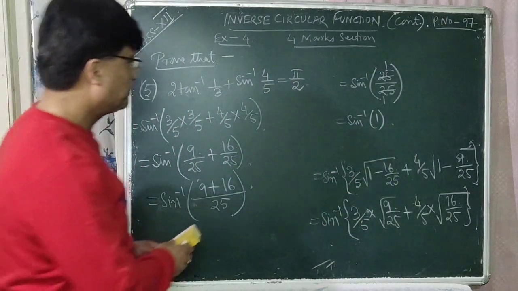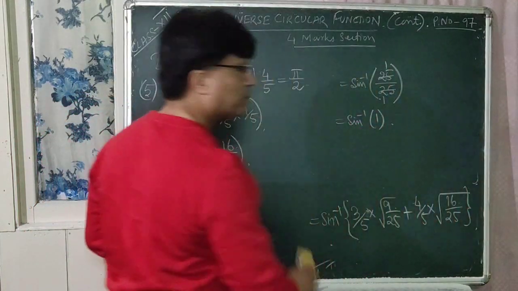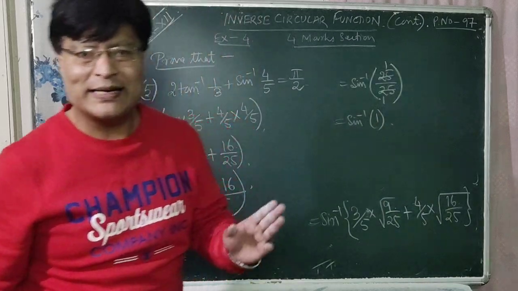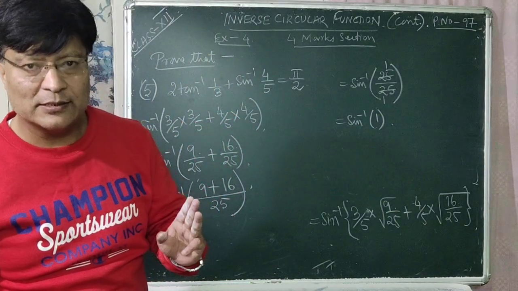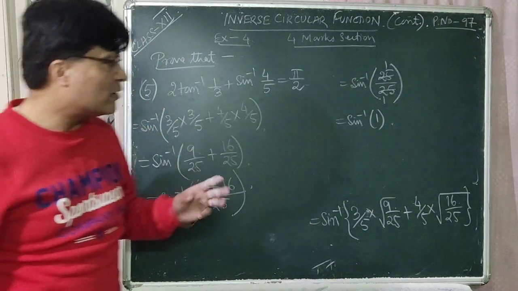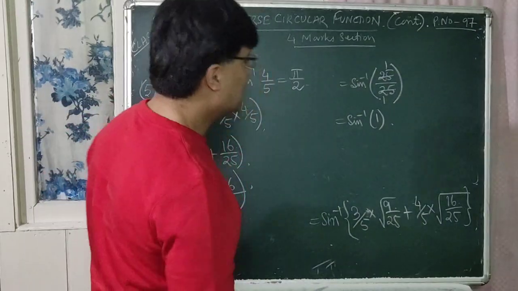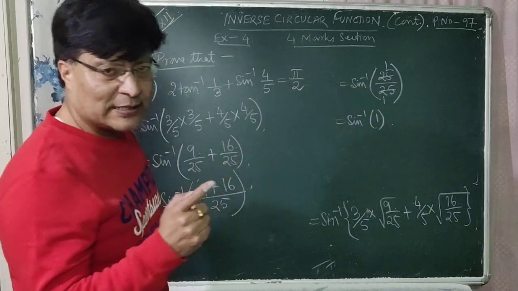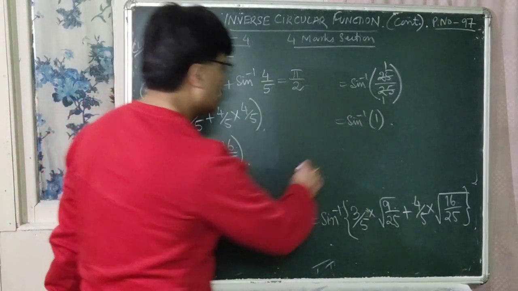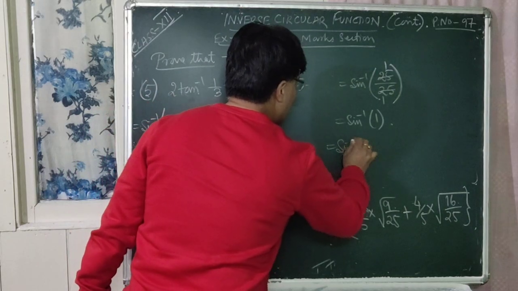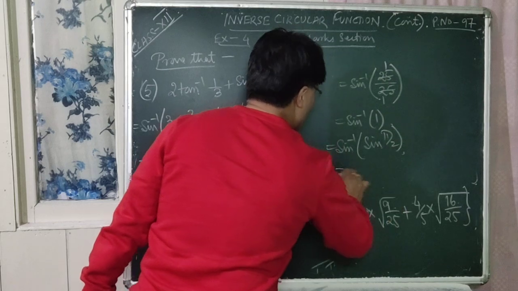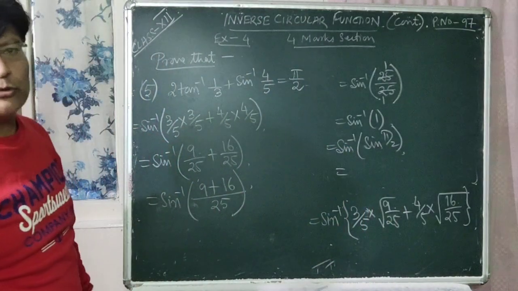Is that clear? Now next, if this is sine inverse, you should write 1 in terms of sine. So sine of which angle is 1? It is sine 90 degree. That is 90 degree. You should write it in terms of radian. That is sine pi by 2. So is equal to sine inverse sine pi by 2. Which is equal to, what is sine inverse sine pi by 2? That is pi by 2.